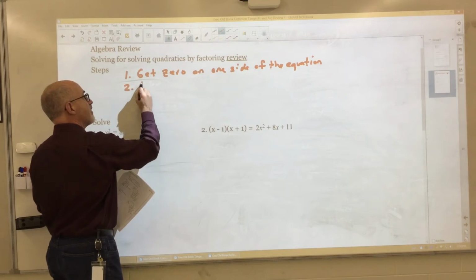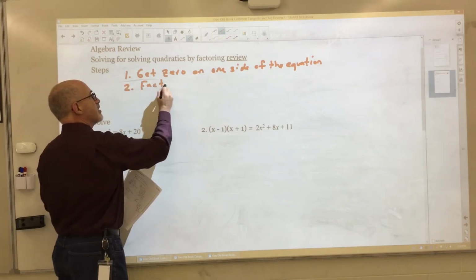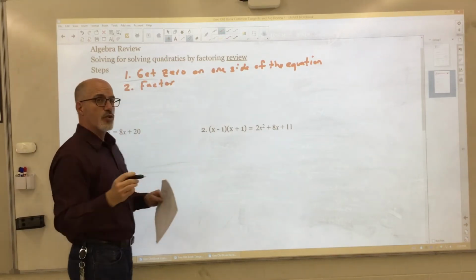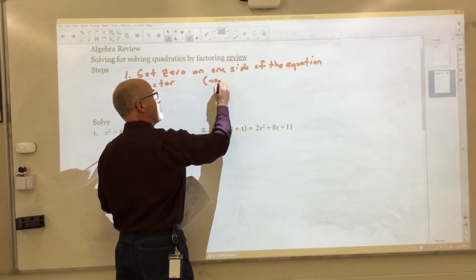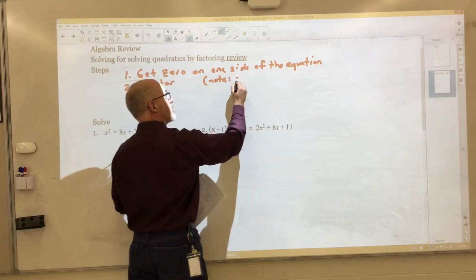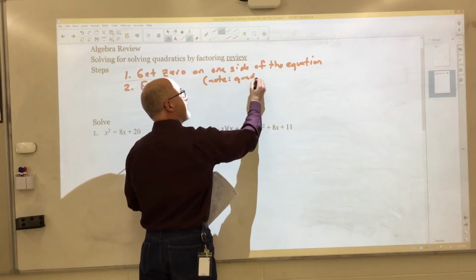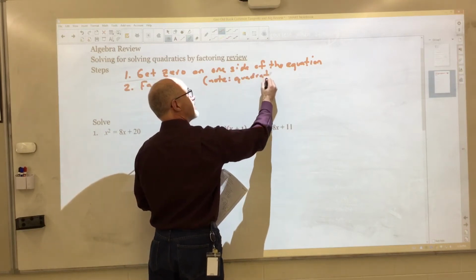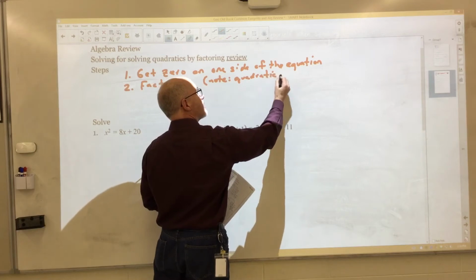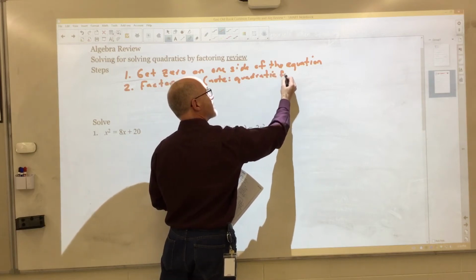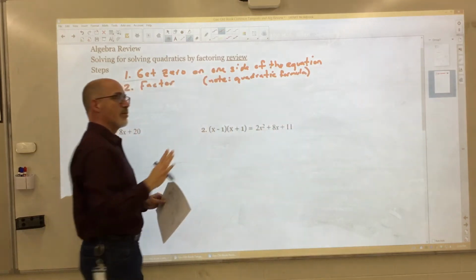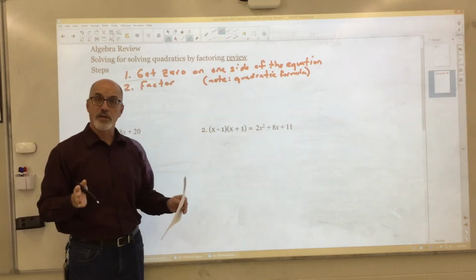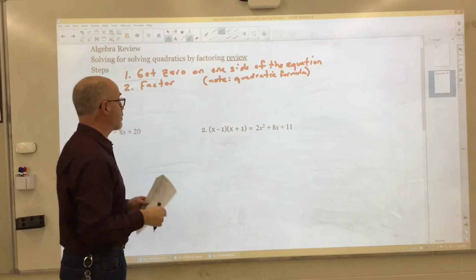Now, factoring to solve an equation, you could also, I'm going to put as a side note, you could use the quadratic formula. But that would be a different lesson, a different time. We're going to focus on this lesson on factoring. So just as a reminder, the quadratic formula can solve all the quadratics as well.